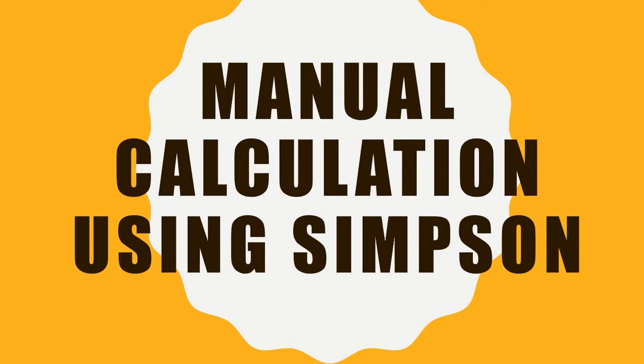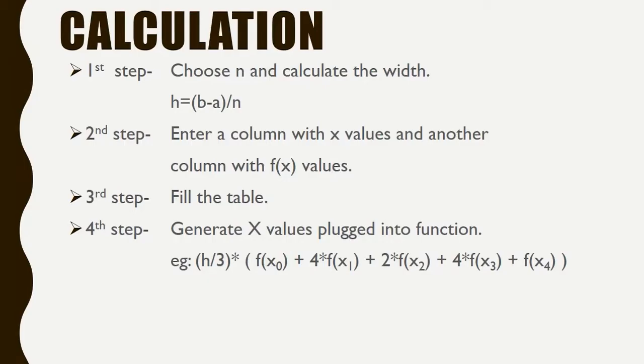Manual calculation using Simpson. Steps of Simpson calculation. The first step is choose n and calculate the width using formula h equal to b minus a over n. Second step, enter a column with x values and another column with fx values. Third step, fill the table. And the last step, generate x values plugged into function.